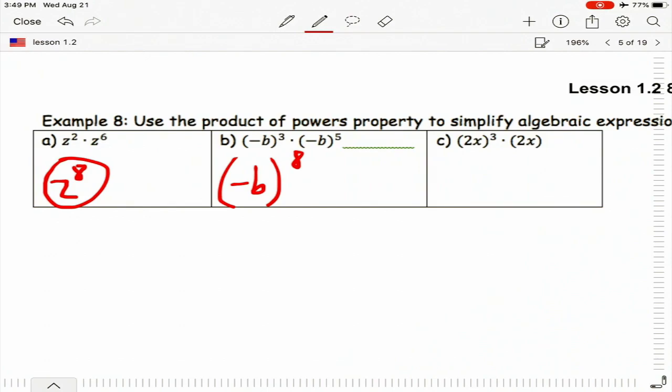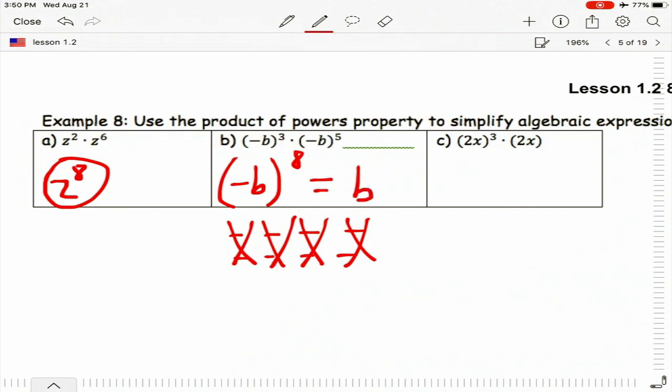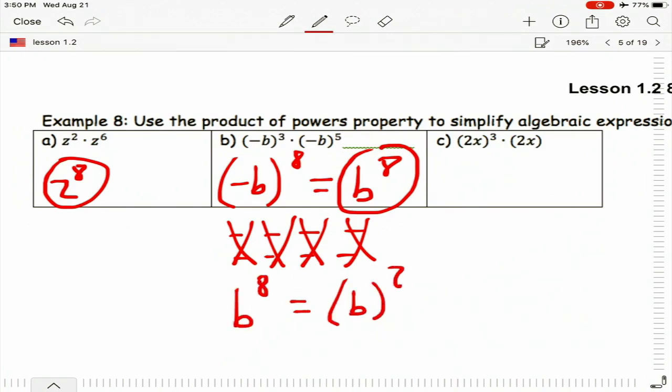The 8 is even. That means that there's 8 negative symbols. Because there's an even amount of negative symbols, right? 1, 2, 3, 4, 5, 6, 7, 8. Negative times a negative cancels out everything here. The negatives cancel out. You don't have a negative anymore. So technically my answer is b to the 8th power. If you do b to the 8th power, you can either do it like this or like this. They're both correct. But there is no negative symbol because your exponent was an even exponent.